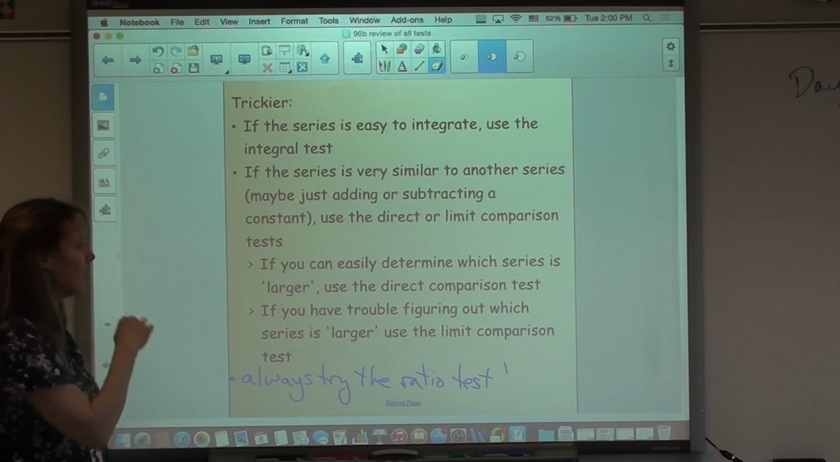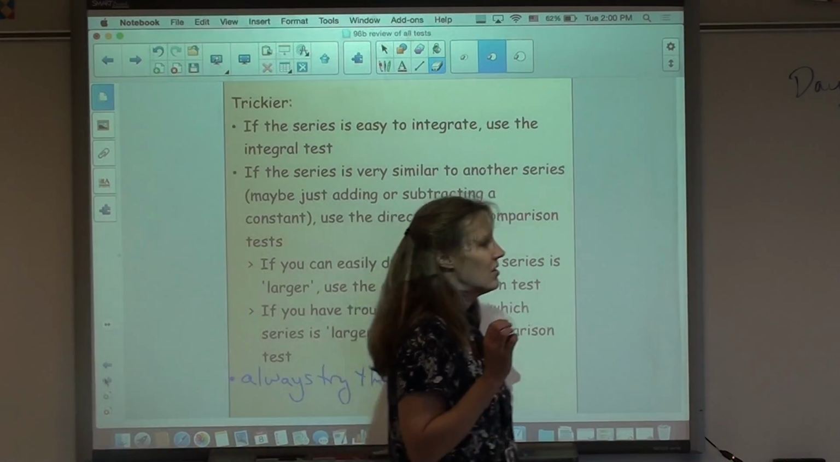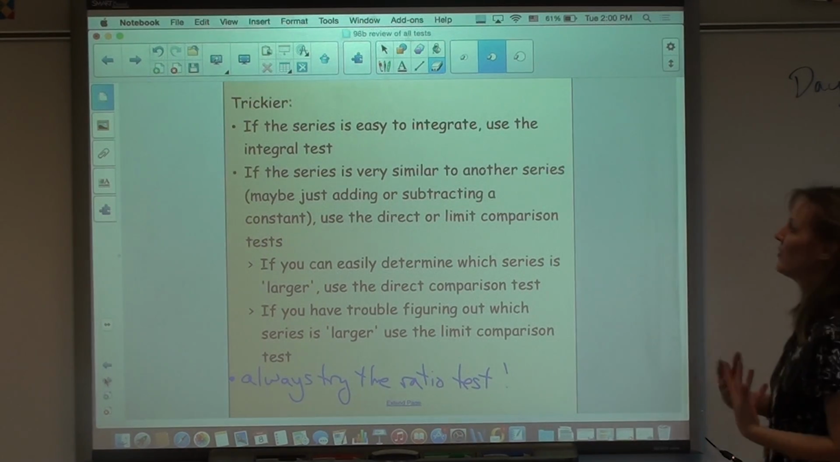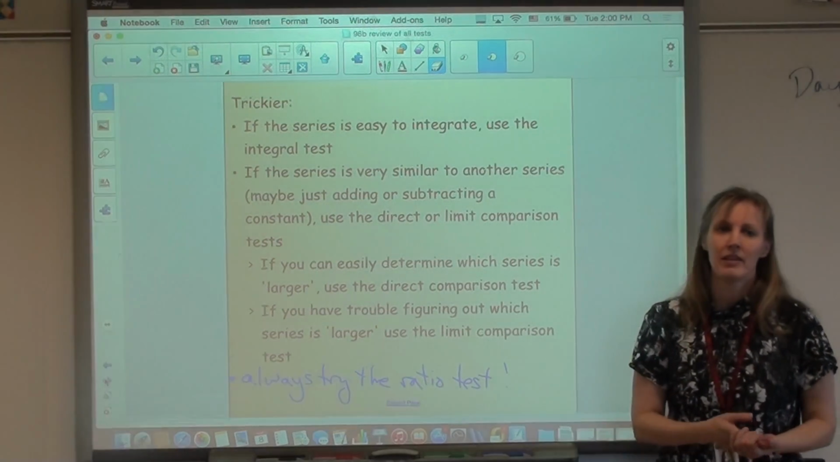All right, so the last 3 tests are trickier. You've got the integral test, the direct comparison test, and the limit comparison test. Integral test you use when you have a very simple, easy, obvious integral. Not simple, but like, oh, look, it's a u sub, I can see it clearly, that kind of a thing. If it's fairly straightforward to integrate, then the integral test works.